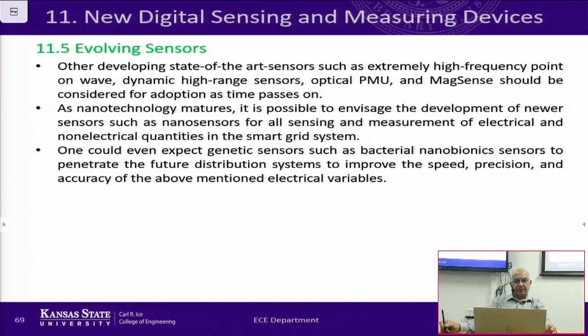And then it's also possible that in the future we could have sensors based on nanotechnology, because that's a topic which is also being researched quite a bit, and there is always a possibility. And then one could also expect some new materials, biomaterials, could be developed for sensing and other things. So these are some futuristic things, and we can always expect something better to be available.